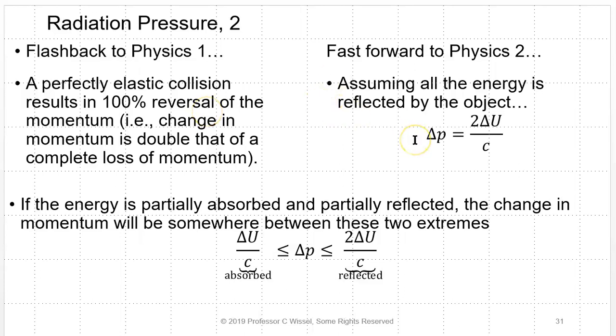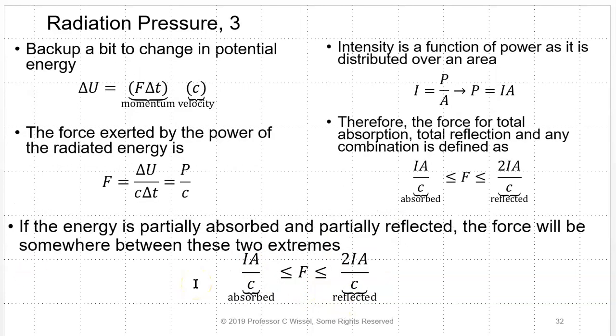If we assume all the energy is reflected by the object, momentum change is 2 delta U over C. This always winds up between two values. One is perfectly absorbed, and that's just delta U over C. The other is perfectly reflected, and that's twice what the absorbed was. Now we're going to back up a little bit to change in potential energy. We can write that as delta U equals F delta T times C, so momentum times velocity. The force exerted by the power of the radiated energy is just delta U over C delta T. So light exerts a force too, and that's just P over C.